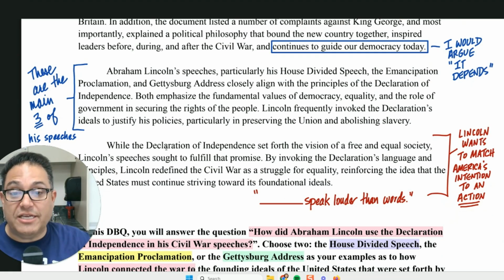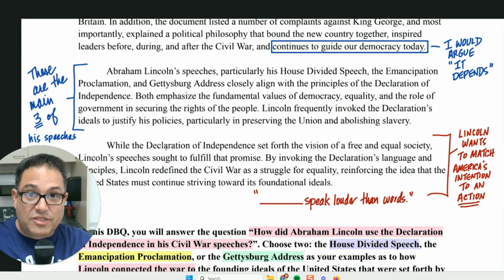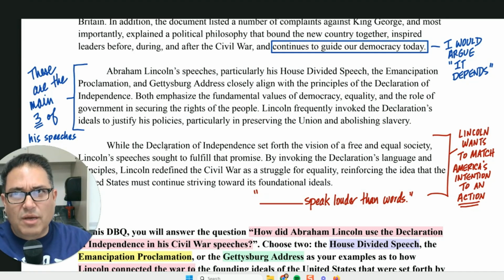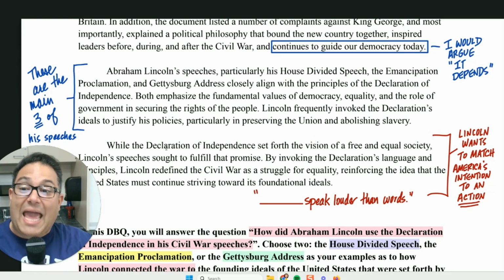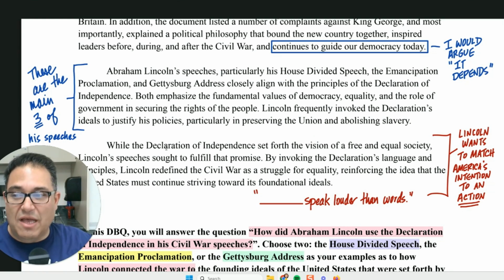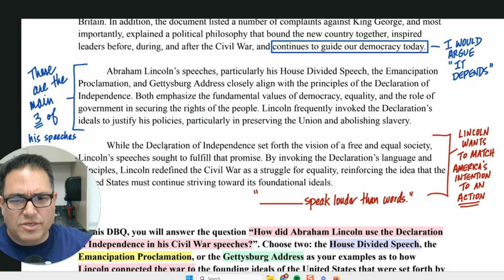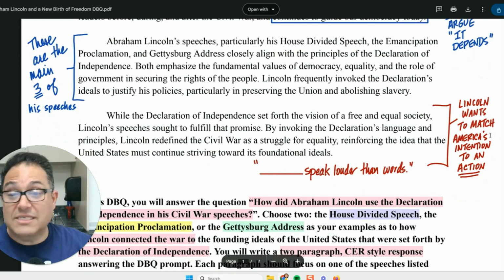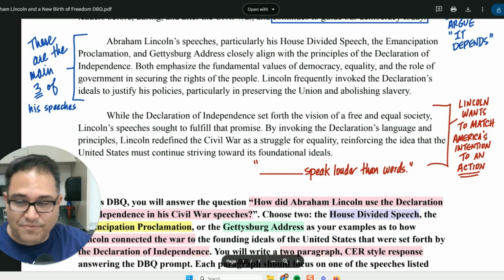Abraham Lincoln's speeches, particularly his House Divided speech. These are the three speeches you're going to be looking at. The House Divided speech, the Emancipation Proclamation, which actually wasn't a speech, but it was a written document that he spoke about, and the Gettysburg Address closely align with the principles of the Declaration of Independence. Both Lincoln and the Declaration emphasized the fundamental values of democracy, equality, and the role of government in securing the rights of the people. Lincoln frequently invoked the Declaration's ideals to justify his policies, particularly in preserving the Union and abolishing slavery. That is true.